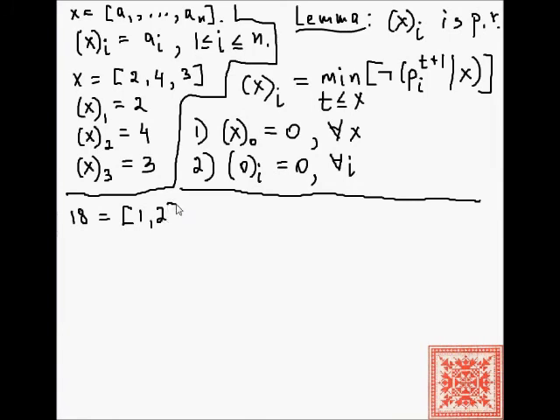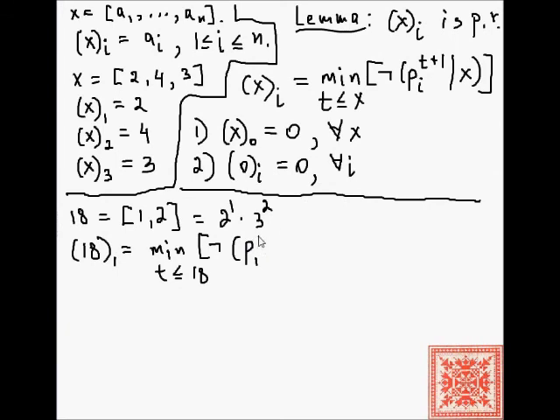So here's a simple example. 18 is equal to the Gődel number of the value of 1 and 2, right? 2 to the first times 3 to the second. So what's the first element of the Gődel number whose value is 18? That is by definition the minimal t less than or equal to 18, such that the first prime raised to the power of t plus 1 does not divide 18. So the first prime is 2.